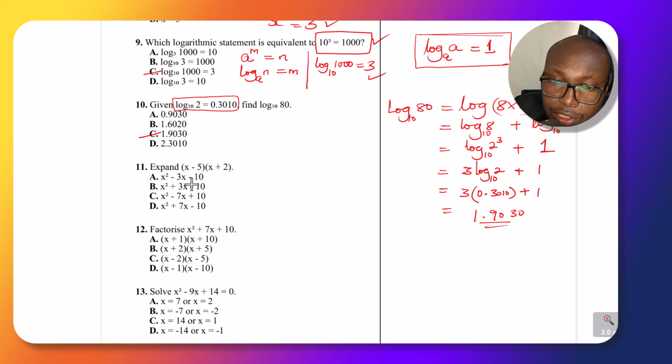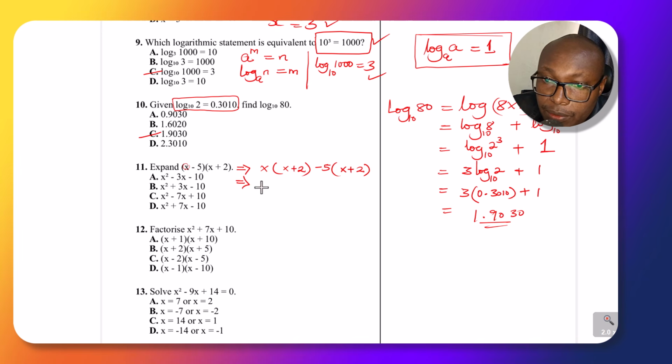Question 11, you're supposed to expand these. How do you expand these? You take x and then multiply by the second bracket, which is x plus 2. Then you take -5, the second term there, -5, multiply by the second bracket again, which is x plus 2.